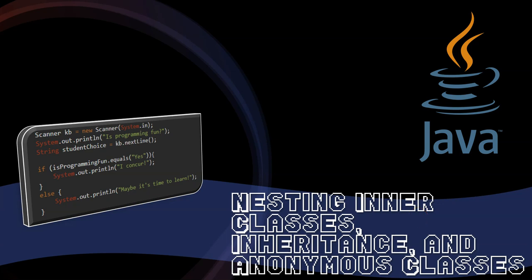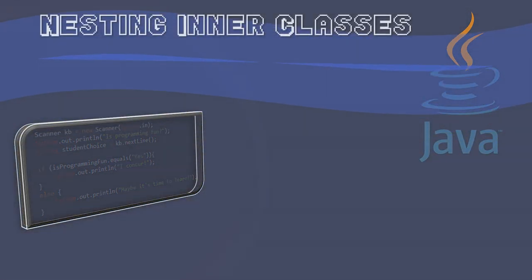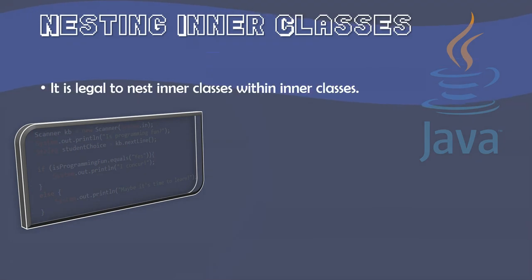And welcome back. As we wrap our discussion up around inner classes, let's finish this up by talking about nesting inner classes, inheritance, and anonymous classes. Starting off with nesting inner classes, it is legal to nest inner classes within other inner classes. So you could have an inner class inside of an inner class and technically inside of more inner classes, but you eventually do need your outermost class.